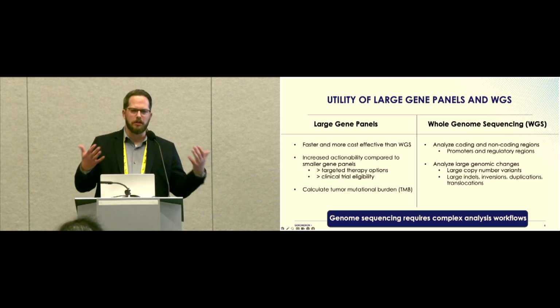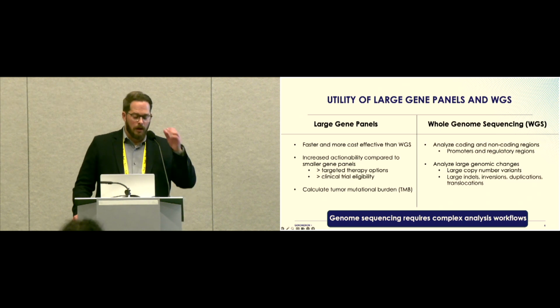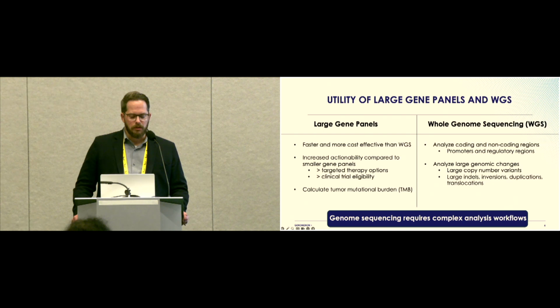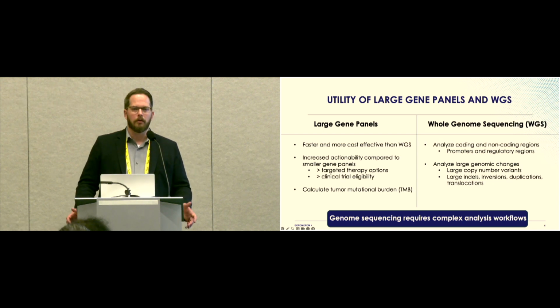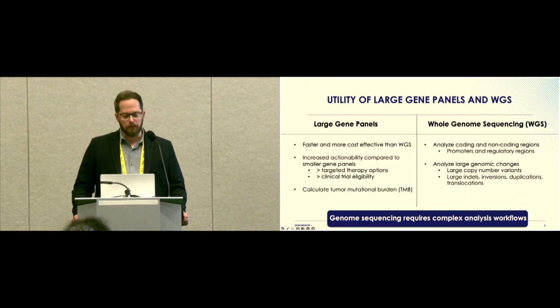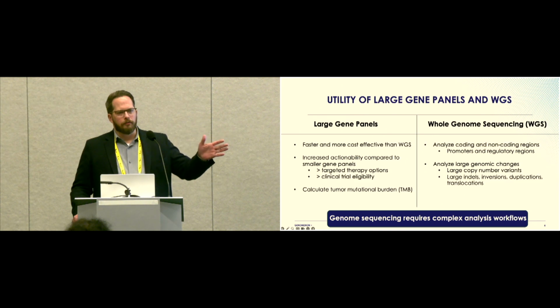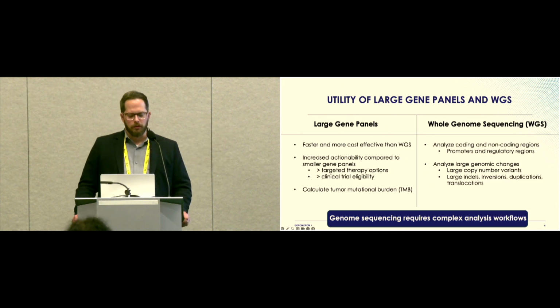So the more genes you include on your panels, the more likely you are to open the aperture for better treating your patients. Similarly, away from single analyte assays or small gene panels, large gene panels allow you to more accurately calculate other molecular features like tumor mutational burden, or TMB.